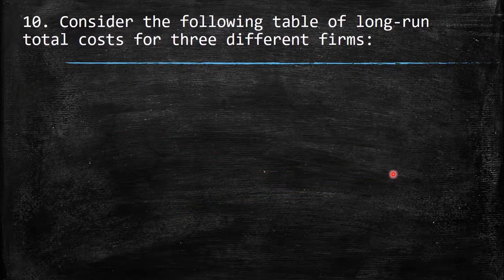Then the last question is, consider the following table of long run total cost for three different firms. Remember the difference between long run and short run in economics. In the short run, you cannot change the size of your plant, so it is completely fixed. So, for example, a vehicle plant, you cannot change from one day to another overnight. So the long run is the time that you can change your plant size, or you can acquire new devices or new equipment to produce more. So at this time, we can consider in the long run there are no fixed costs anymore. All the costs are variable.